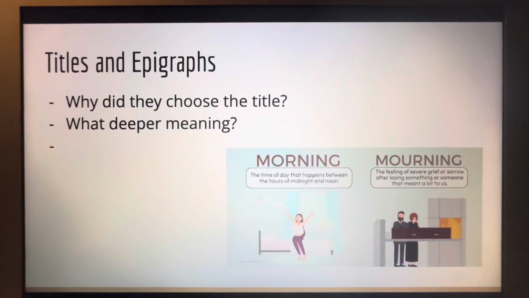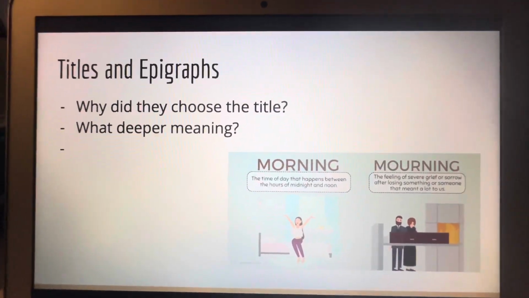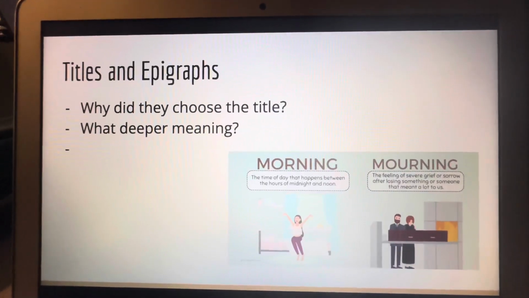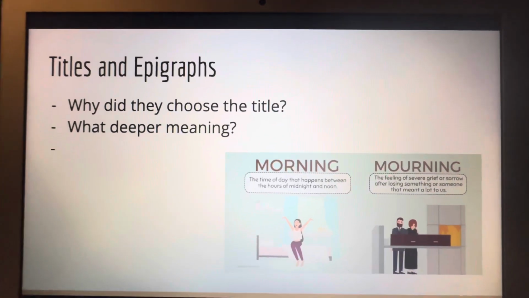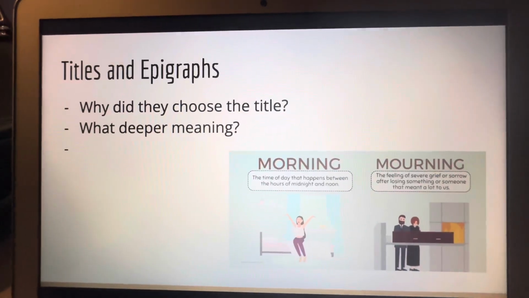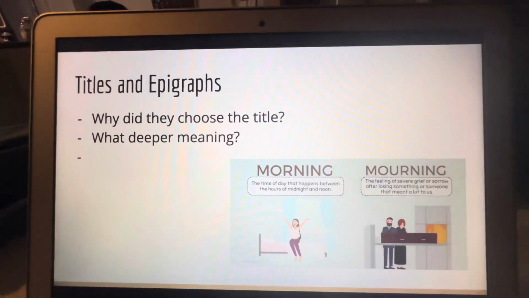The morning song could mean morning as in a baby, new life, a new day, or mourning, because the author was using a very depressing tone, as if the mother was mourning her life or something she was missing from being a mother.